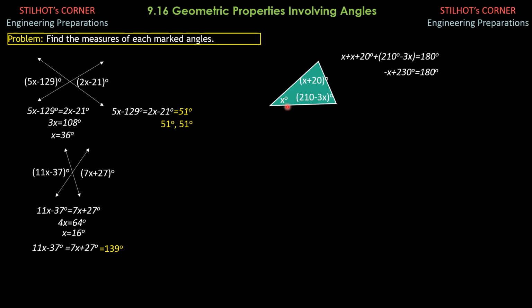So if x is 50 degrees, 210 minus 3 times 50 is 210 minus 150, which is 60 degrees. And 50 plus 20 is 70 degrees. So the angles are: x is 50 degrees, this angle, 210 minus 3 times 50, is 60 degrees, and that one, 50 plus 20, is 70 degrees. So 50 degrees, 60 degrees, and 70 degrees.